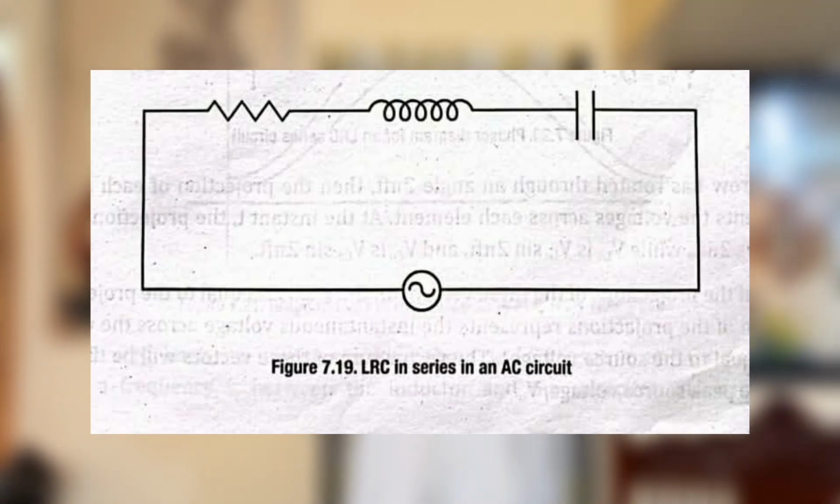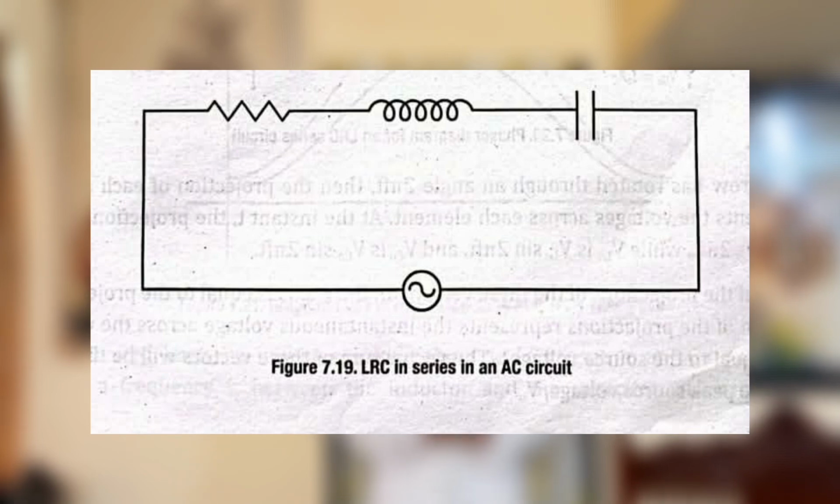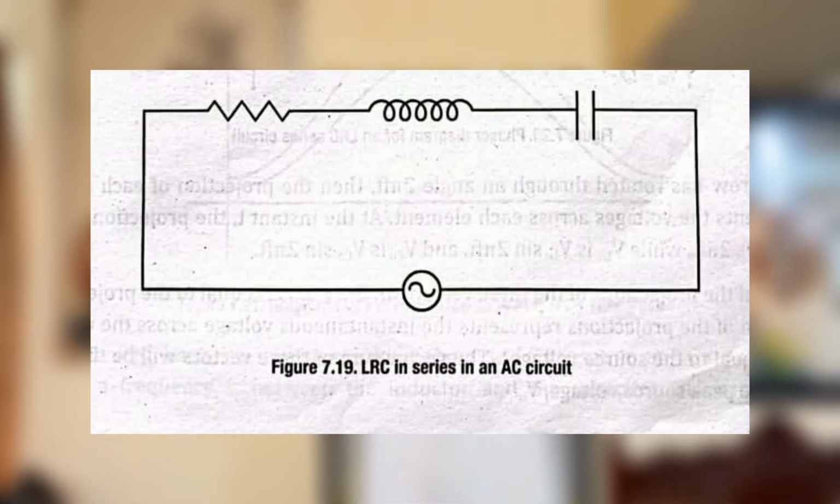Think of each voltage as an arrow rotating in a circle. The resistor's voltage is in phase with the current, so it points forward. The inductor's voltage leads by 90 degrees, so it points up. The capacitor's lags by 90 degrees, so it points down. Since the inductor and capacitor oppose each other, they partially cancel.